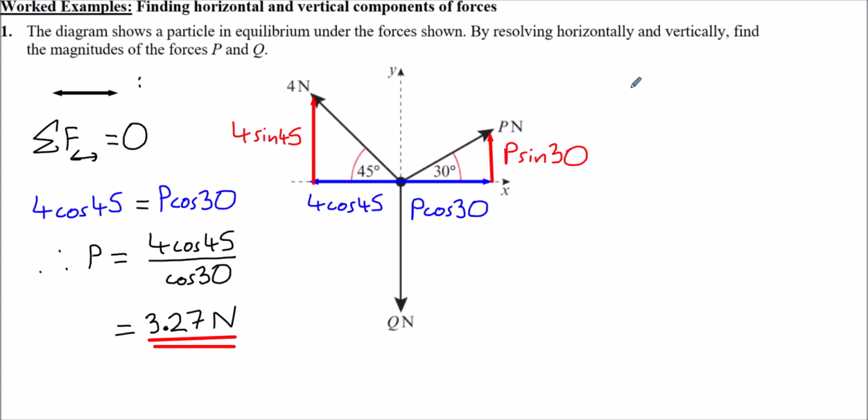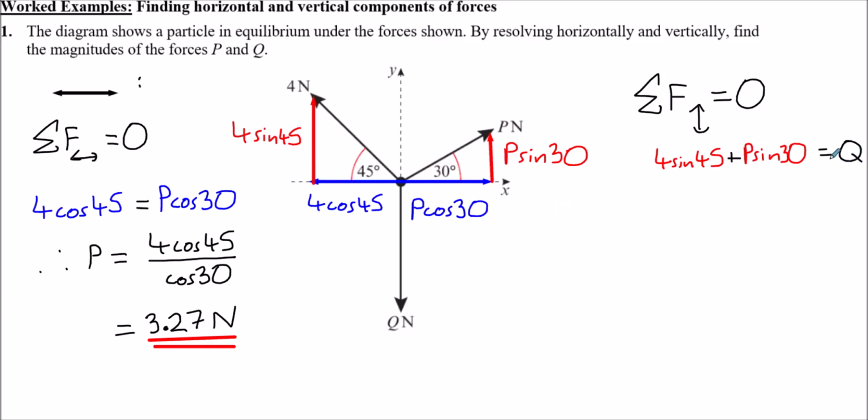Next, we can resolve vertically. So again, the sum of the forces acting in the vertical directions will be equal to 0. Put plainly, the sum of the components acting up will be equal and opposite to the sum of the components of forces acting downwards. So acting up, we've got 4 sine 45. We've also got P sine 30. So that'll be acting in the opposite direction to Q. So these two added together will be equal and opposite to Q. So they'll equal in magnitude Q.